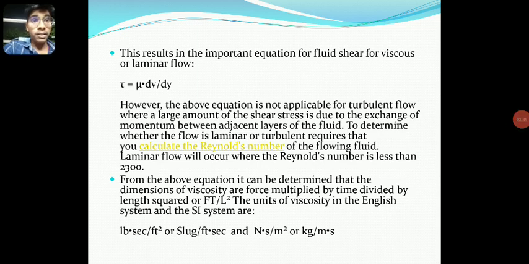To determine whether the flow is laminar or turbulent requires that you calculate the Reynolds number of a flowing fluid. Laminar flow will occur when the Reynolds number is less than 2300.